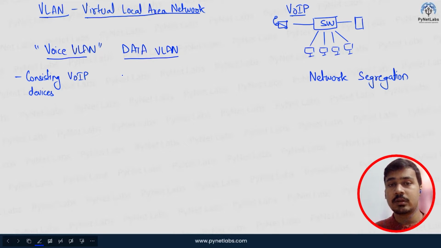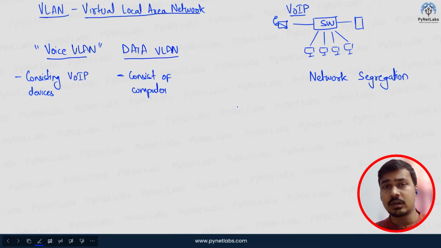And if we talk about data VLAN, it generally consists of the regular computers that you use. Whenever we are texting someone, sending an email, or browsing the internet, all those types of data come into a data VLAN. And whenever you are calling someone, whenever you are communicating with someone, that type of network is known as a voice VLAN.